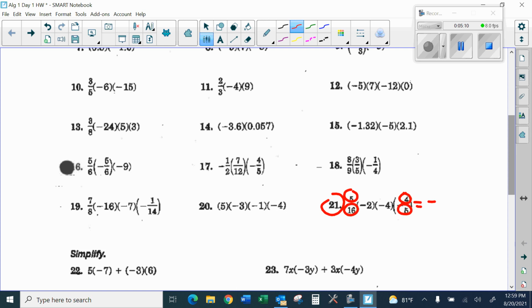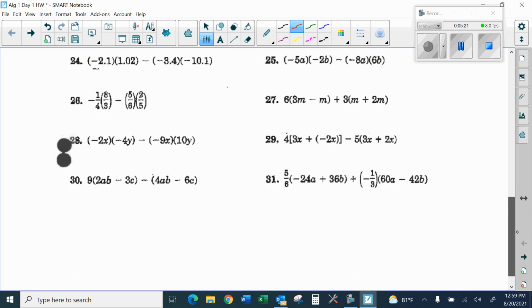Okay, so I'm not going to do 5/16 times -2. That's a waste of time. You deal with any cross canceling first to reduce the numbers. I'm not going to finish it off. You finish that off.